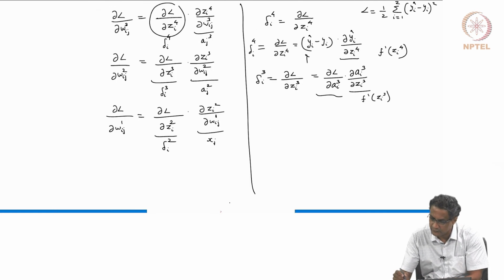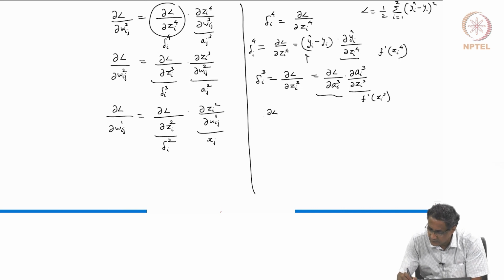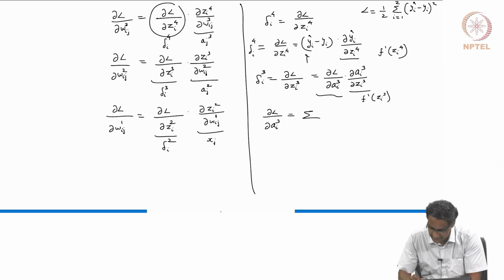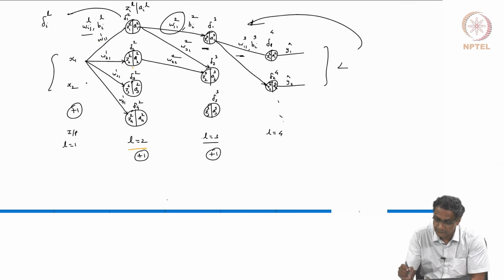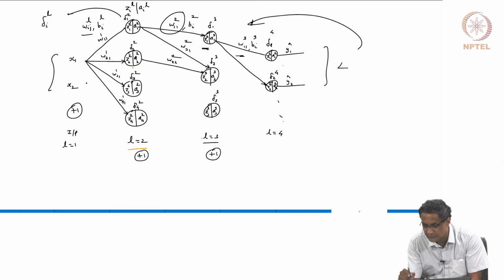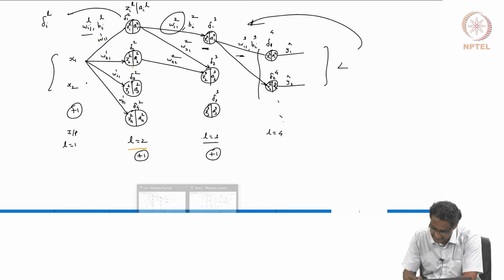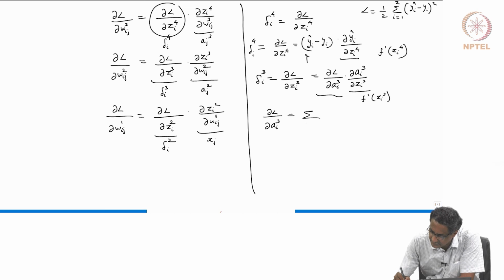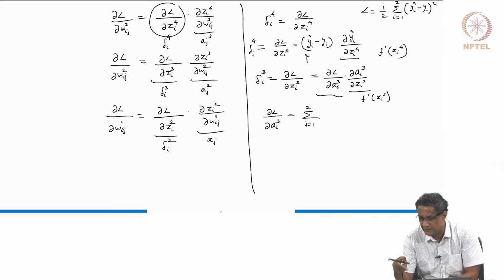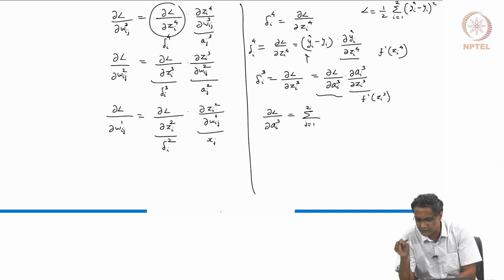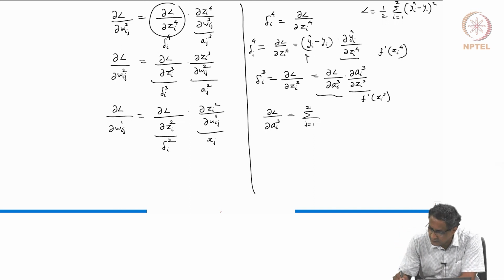So if you just examine dou L by dou ai3, this term alone, we have to be careful. Where is our ai3? ai3 is here, and it is going to affect all of them. Here we have taken a simple example, so to keep our notation simple, we will say j equal to 1 to 2, because there are only 2 neurons that get affected by this, in our case. I am writing it for the specific simple example.